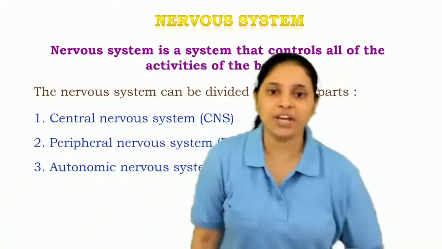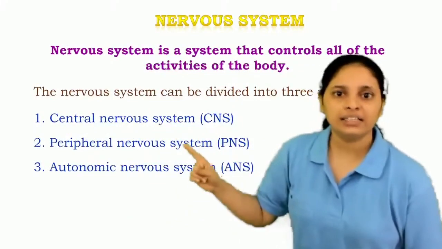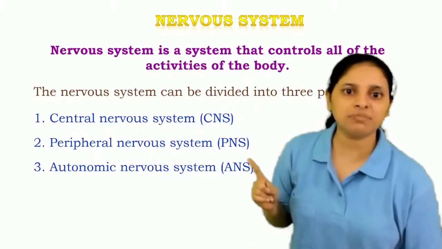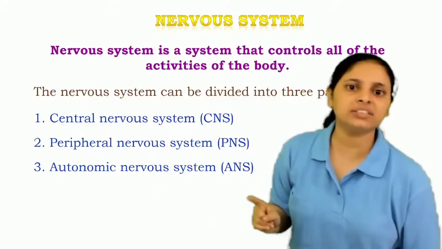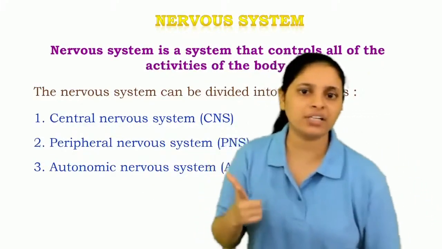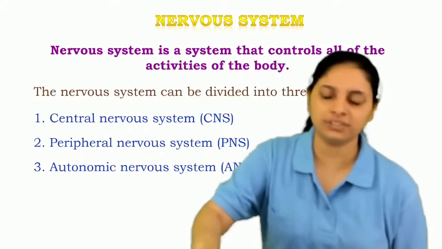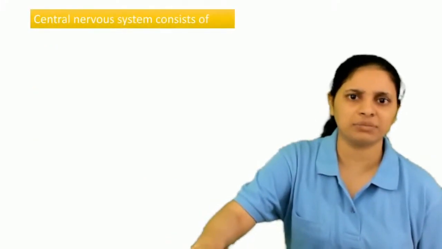Look quickly. We have the Central Nervous System, CNS. Next, Peripheral Nervous System, that is PNS. And next, the Autonomic Nervous System, that is ANS. Will you remember? Central Nervous System, Peripheral Nervous System and Autonomic Nervous System. Now how did we make these 3 types? Okay, let's understand one by one.